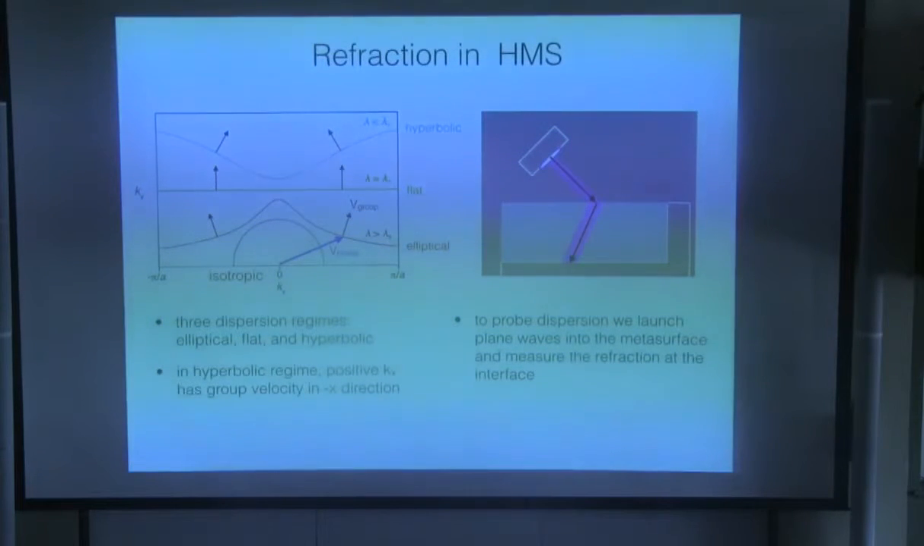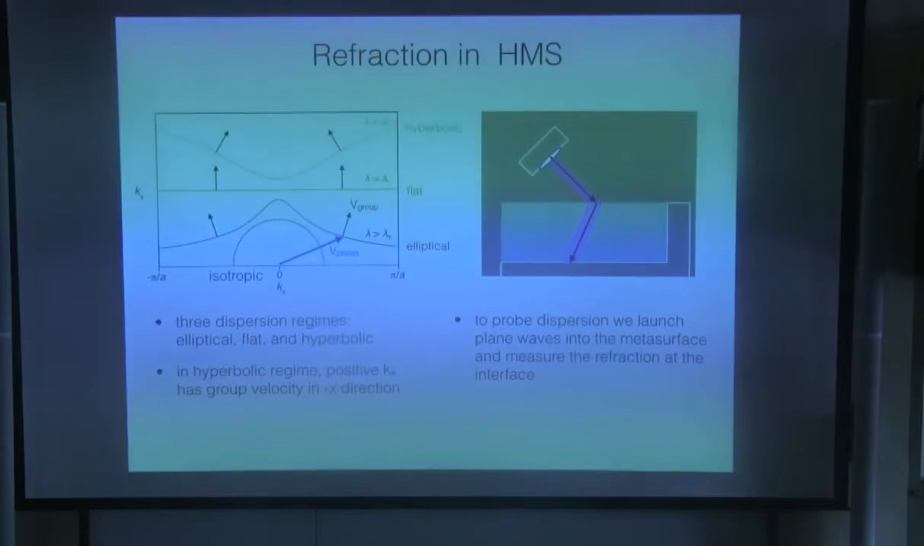So arrays of nanowires exhibit hyperbolic dispersion. As you go to low wavelengths, you'll see this hyperbolic dispersion. And at an intermediate wavelength between these regimes, you'll see this regime of flat dispersion, which is also interesting because in this regime, all of the light propagates in the same direction.